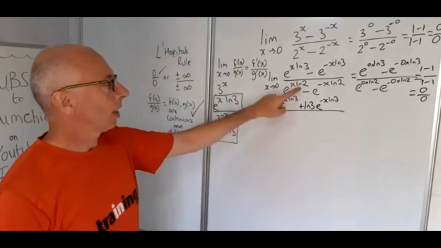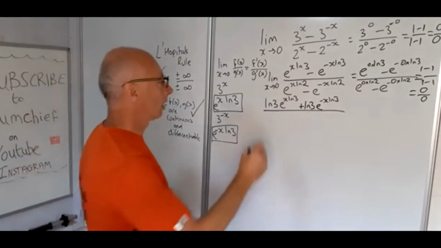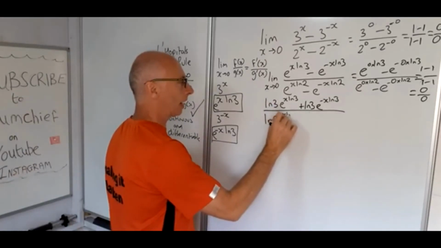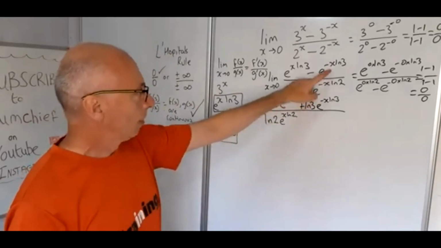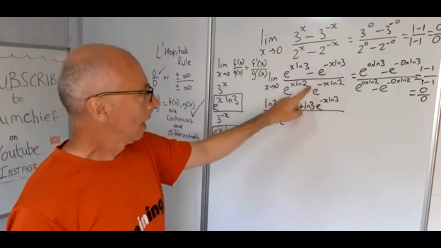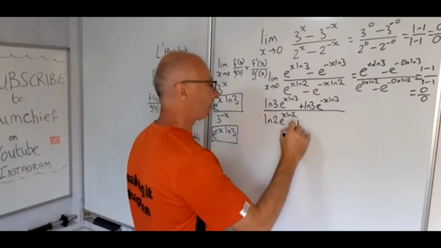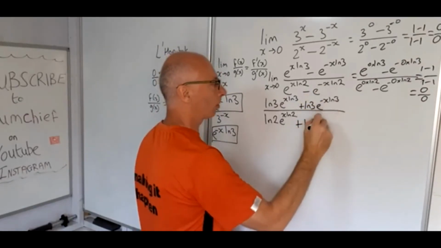And now the same here, the ln 2 comes out front, as that's a constant, and then e to the x ln 2 stays. Now we've got the same as we had in the numerator, but this time with ln 2. The negative ln 2 comes out front, and with the minus ends up with a positive. And then the input for the exponential stays.